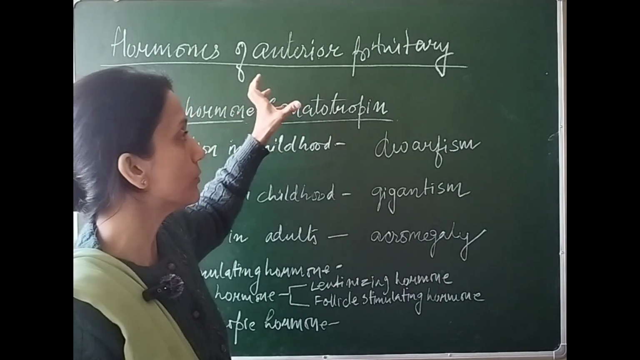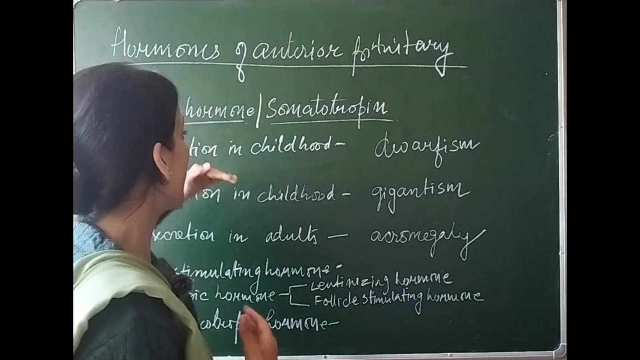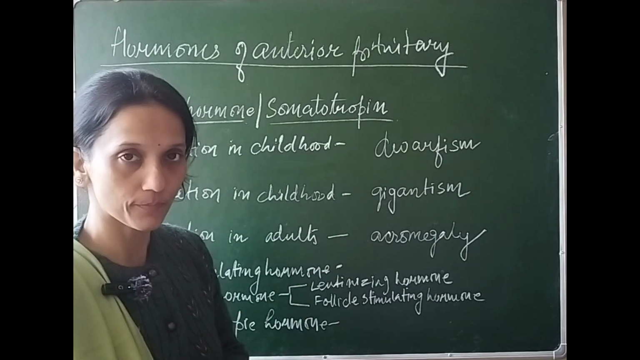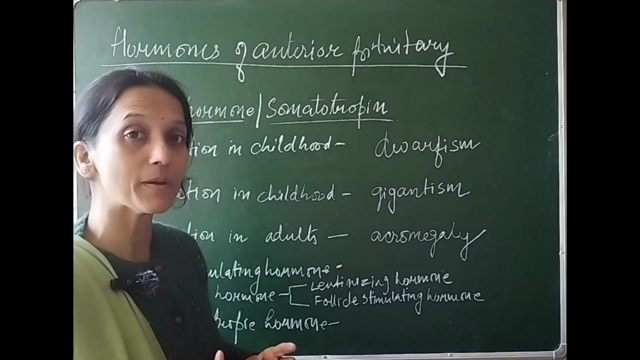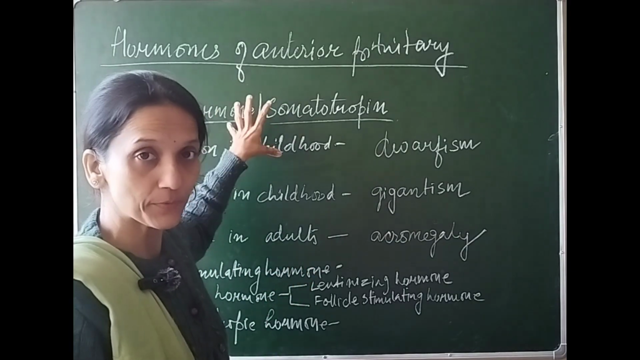Remember one thing, the hormones produced by pituitary, they are also known as tropic hormones. So you are going to come across these words like somatotropic, adrenocorticotropic, gonadotropic. This will always help you to remember the gland. So tropic hormones are the hormones which are mainly produced from the pituitary gland.